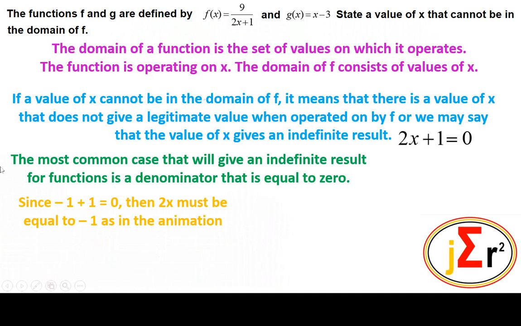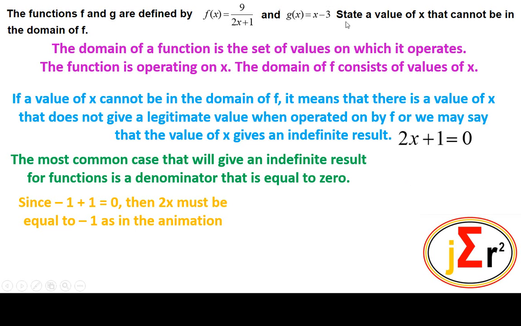We have right here in the caption that negative 1 plus 1 is equal to 0. 2x plus 1 is equal to 0. Negative 1 plus 1 is equal to 0. Therefore, 2x should be equal to negative 1. We are taking a look at an approach that can be done quite easily mentally.